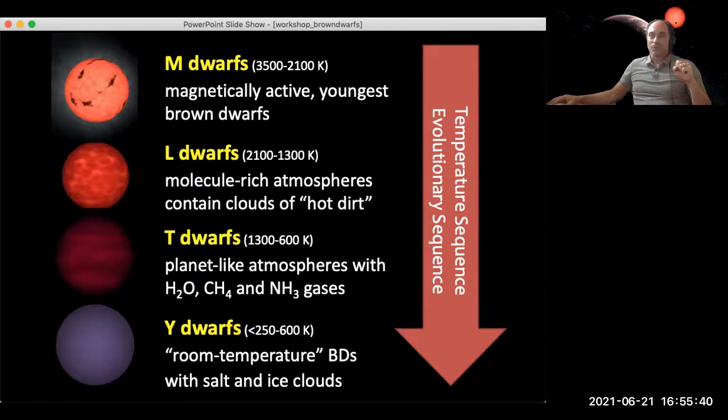The T dwarfs form strong water, methane, and ammonia gases, so they're a lot more like planets. And then the Y dwarfs are even colder, and they start to form clouds of even more exotic stuff. They start to get things like salt and sulfide clouds, and possibly we're getting to the point where we're starting to see actual water clouds in some of these brown dwarfs because we're getting so cold.